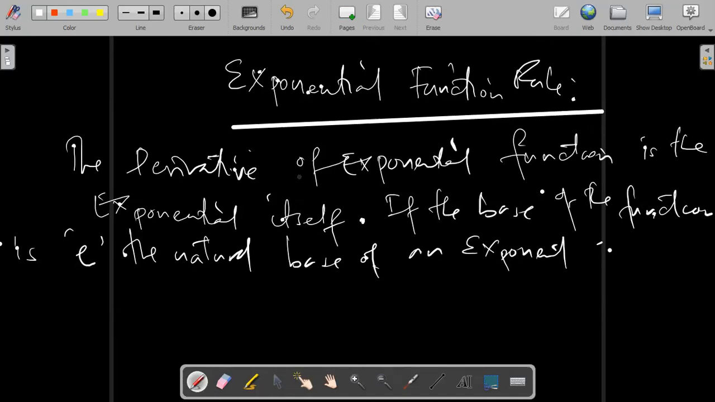Today we're going to look at how we can solve the exponential function rule. This is also among the rules in differentiation: the derivative of exponential functions. The derivative of an exponential function is the exponential itself if the base of the function is e, the natural base of an exponent. For that case, let's look at an example.